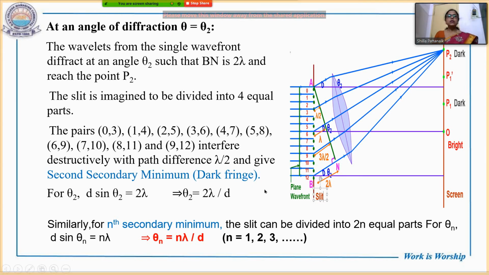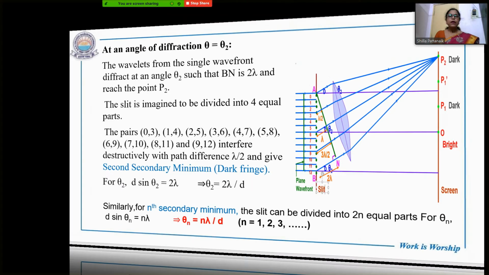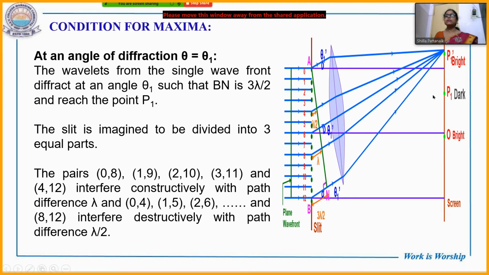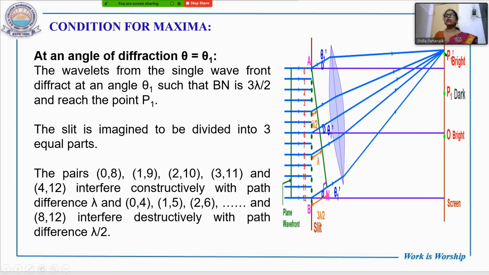Now let us find the angular positions of the secondary maxima. At the center you got a maxima, that is the central maxima. So in between P1 and P2, let us consider a point P1 dash. Suppose the waves originating from A and B are suffering a path difference of 3 lambda by 2, because lambda we have taken, 2 lambda we have taken, so in between lambda and 2 lambda, what is the path difference? 3 lambda by 2.